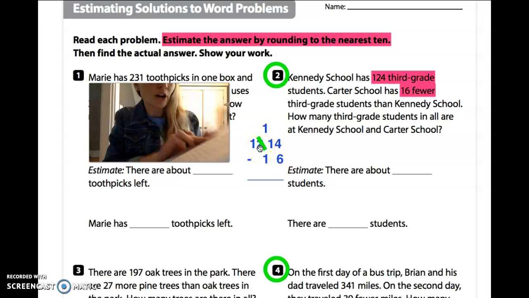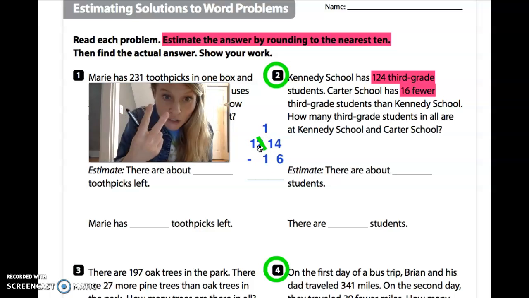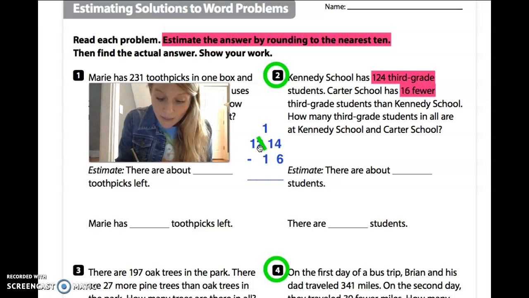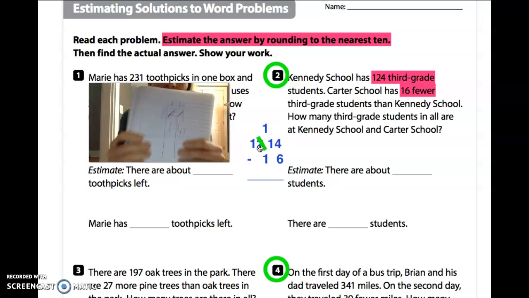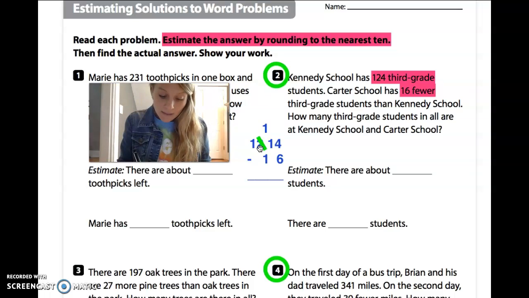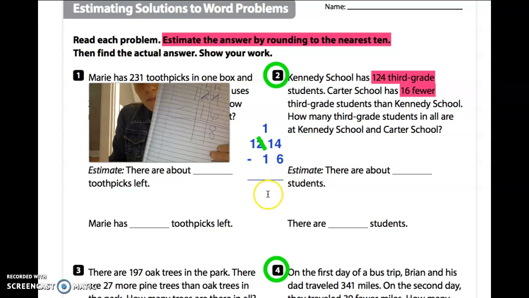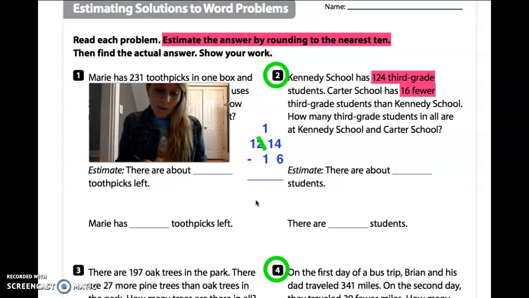We have to borrow. And the 2 becomes a 1 because now it's not 2 tens, it's 1 ten. And the 4 ones is now 14. And now we can just work the problem. 14 minus 6 equals 8. And so you can write that down. And then 1 minus 1 equals 0. And then 1 minus 0 equals 1. So I'm left with 108.